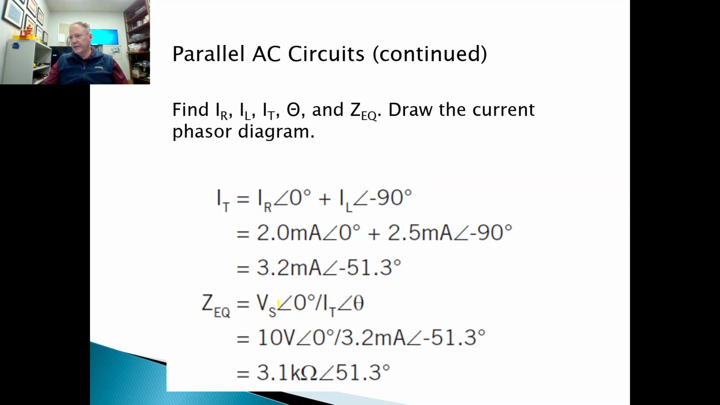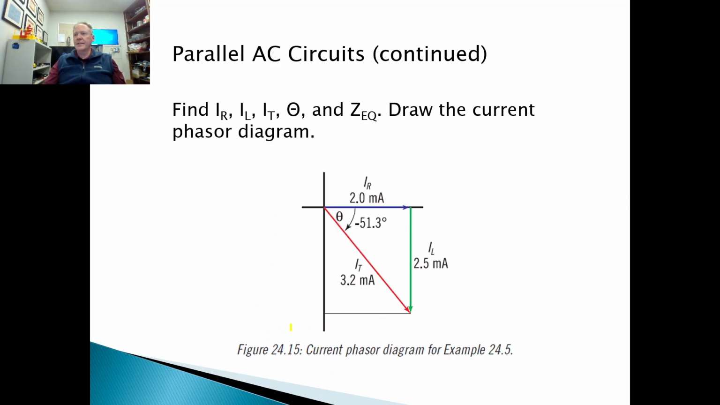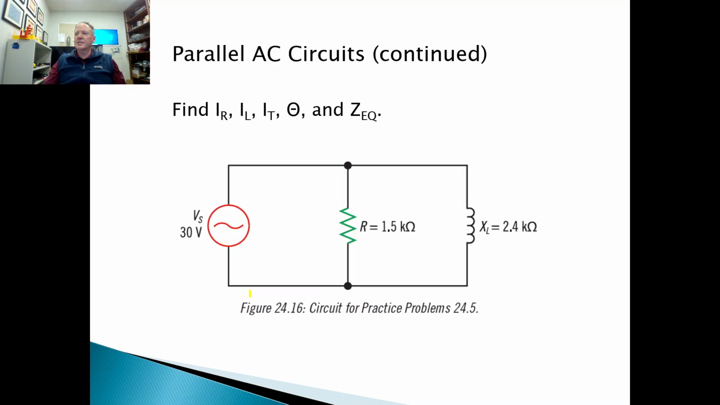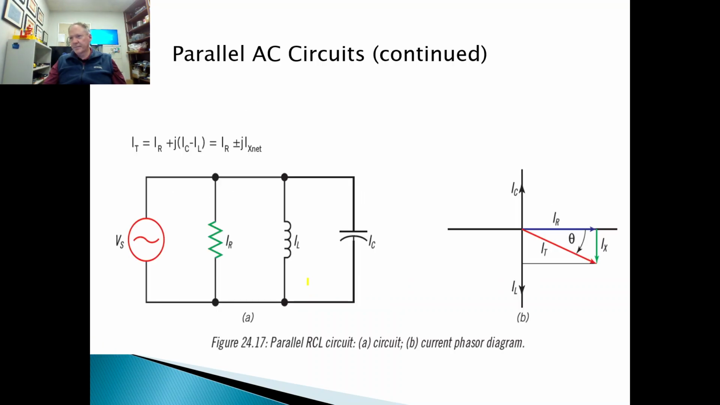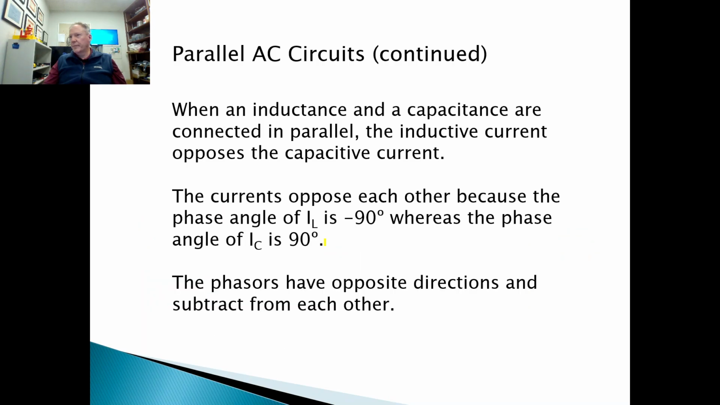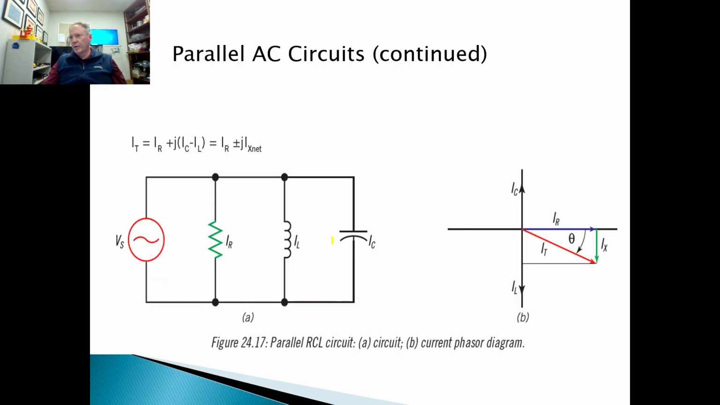And then the equivalent impedance, or the total impedance, will be the source voltage divided by the current. And that's it. So that gets us through series parallel RLC AC circuit analysis.